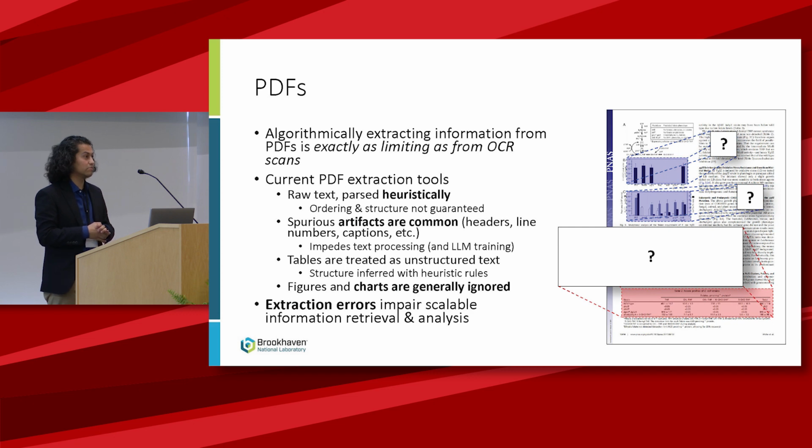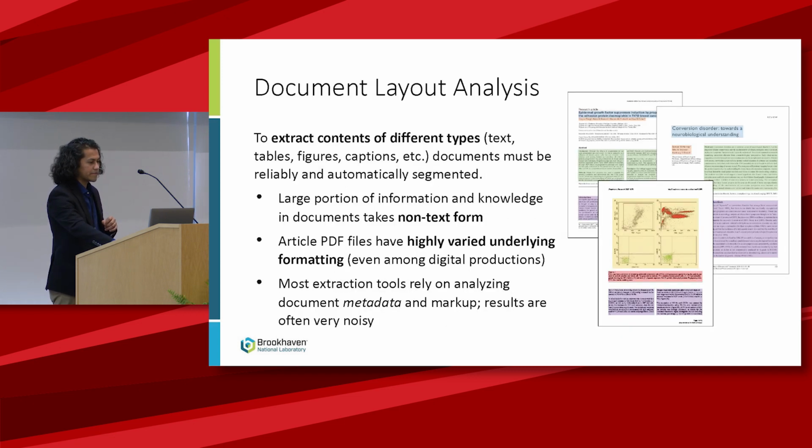And as I said already, tables are going to be a particular problem because of the necessary structure that the tables encode. And doing that parsing with heuristic rules is extremely noisy. And then figures and charts are just basically ignored. It's an altogether ignored problem. These extraction errors, as I already said, they really impair the scalability of information extraction. Now, what can we do about that?